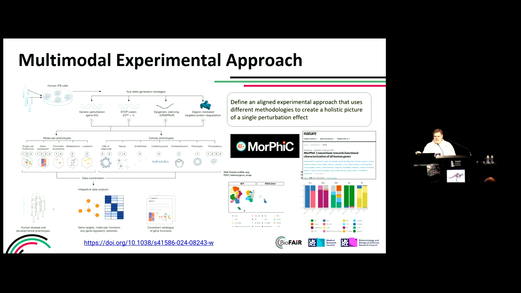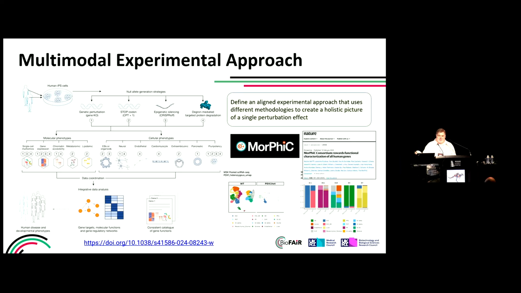In the second context, we've got this multimodal experimental approach, and here I picked out an example from the Morphic Consortium, which is a project I was previously involved in before I started at BioFair. It's a big NIH-funded initiative to probe the function of all human genes. And here you can see on the left-hand side quite a comprehensive overview of the diversity of experimental techniques that are being exploited in the Morphic program.